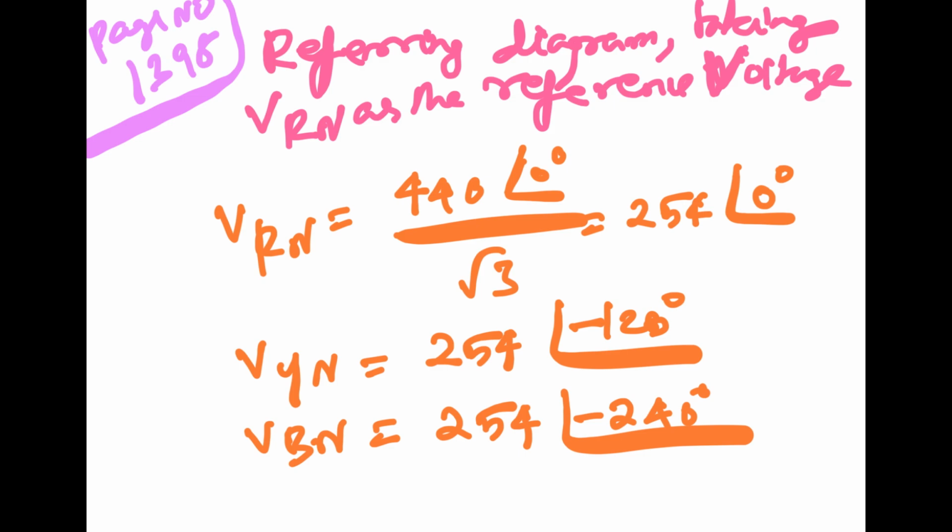Referring to the diagram, taking VRN as the reference voltage, VRN is equal to 440 angle 0 degree divided by root 3. That is 254 angle 0 degree. VYN is 254 angle minus 120 degree. And VBN is 254 angle minus 240 degree.